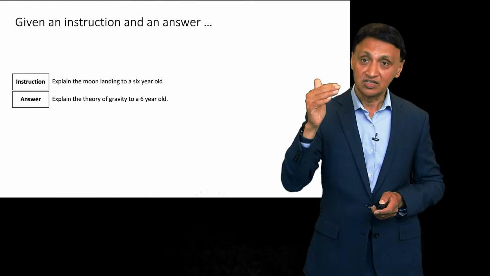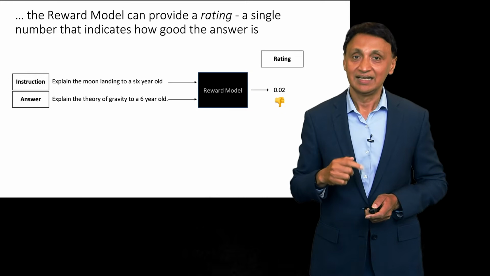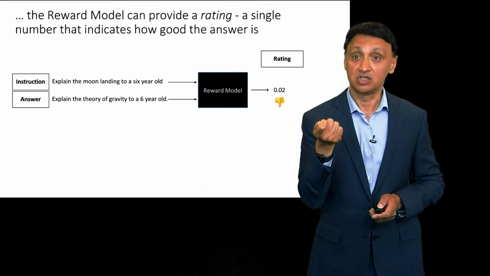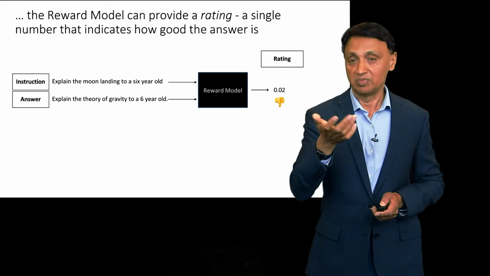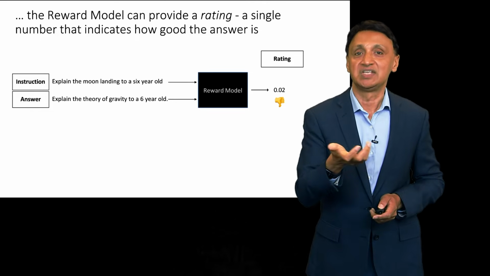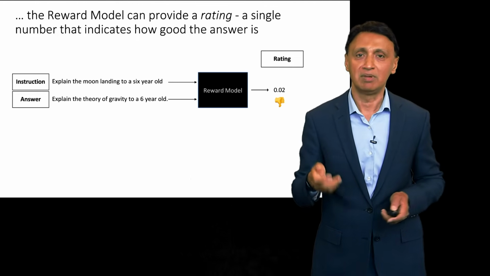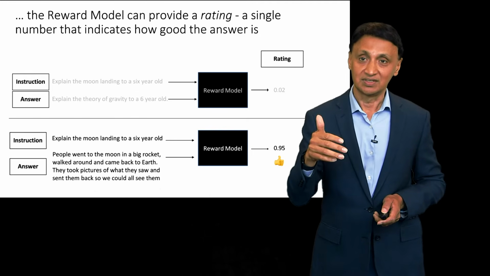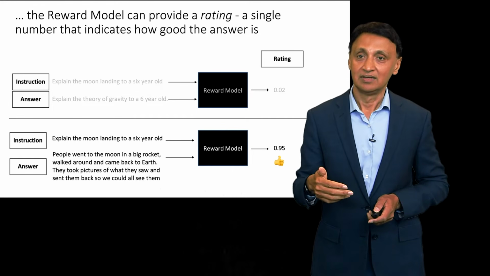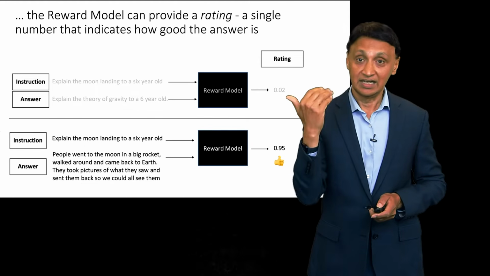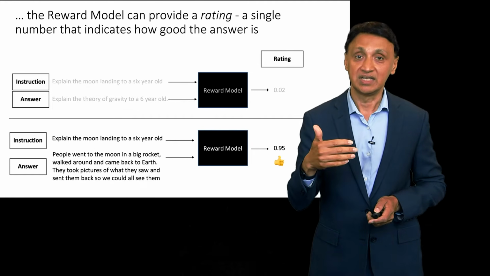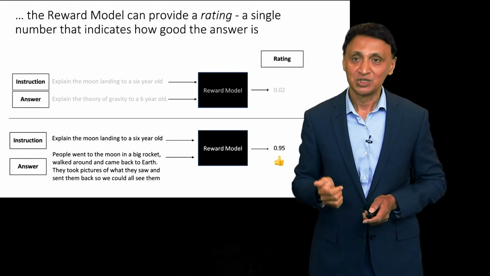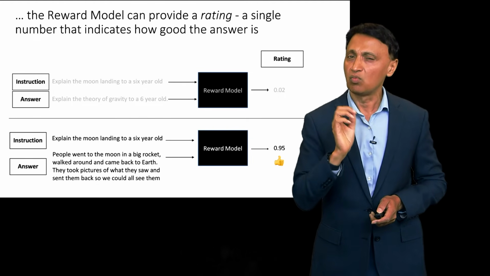If you give an instruction and answer to this reward model, it can actually give you a numerical rating, a number which indicates how good that answer is to that particular instruction. So in this case, obviously, it's a terrible answer. So it's giving it, let's say, a 0.02. On a scale of 0 to 1, maybe it says 0.02, which is pretty bad. Now, if you give it a much better answer, perhaps a human-generated answer, like the example we saw earlier, clearly it's a wonderful answer. So the reward will come back and give you a much higher number, let's say 0.95, which is much better. So this is the key thing that the reward model can do.